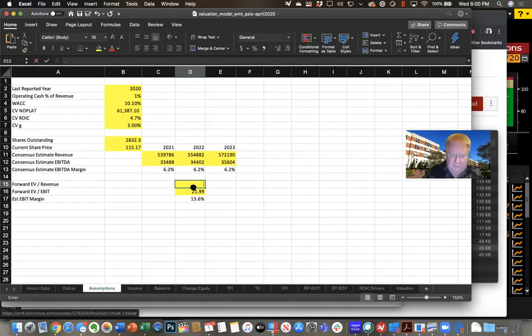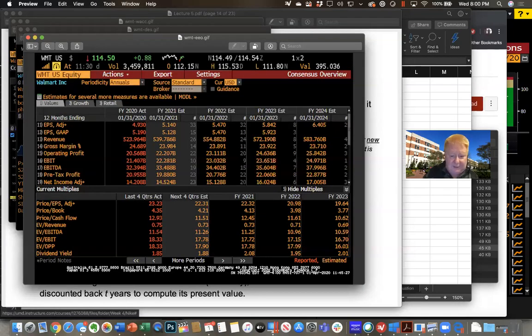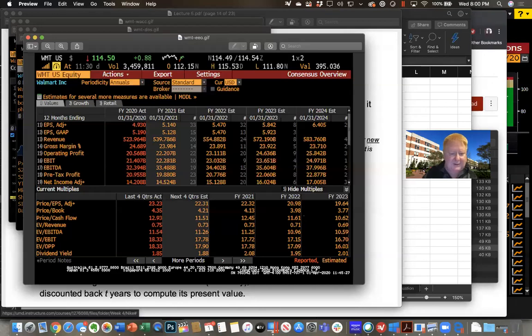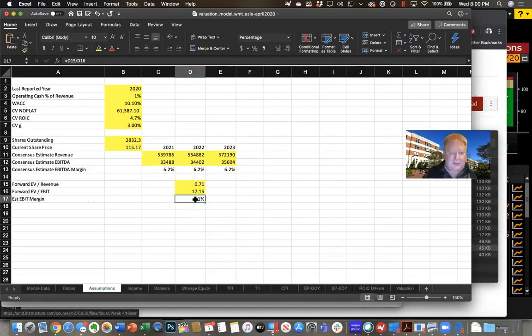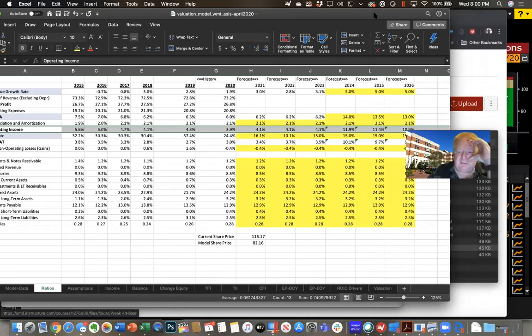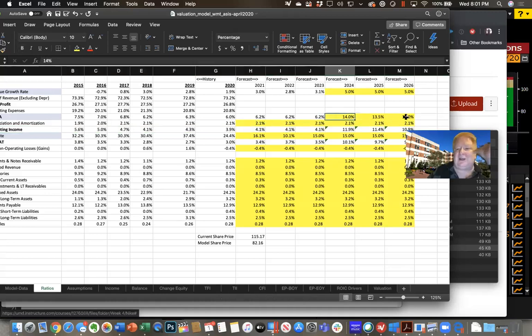So they generate 71 cents of value for every dollar of sales. And EV to EBIT is 17.15 today. This is 2 weeks from now. Basically 17.15, which says their long-term margin's got to be 4%. So now we go to the ratios. This needs to be 4% in perpetuity. Obviously, it's not because we have Nike's numbers in here.